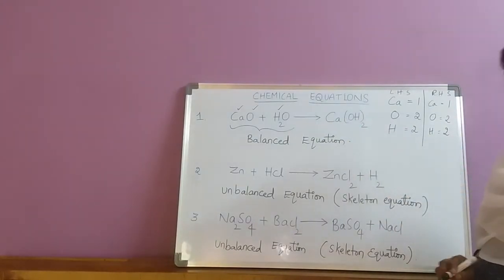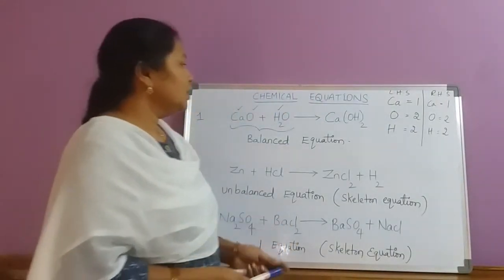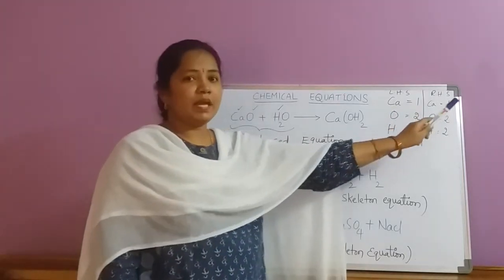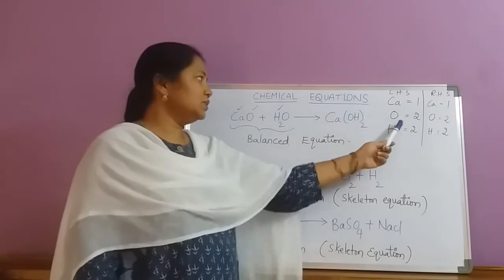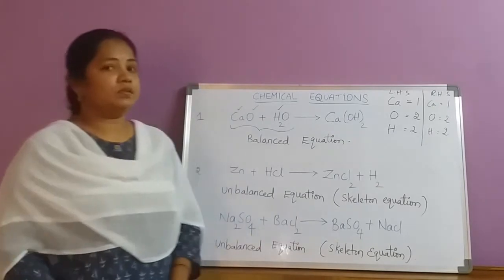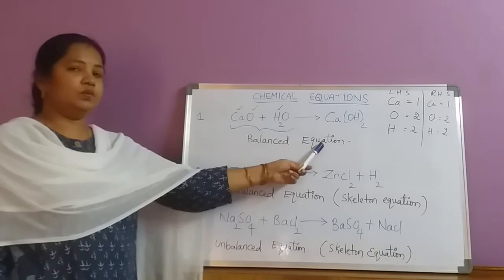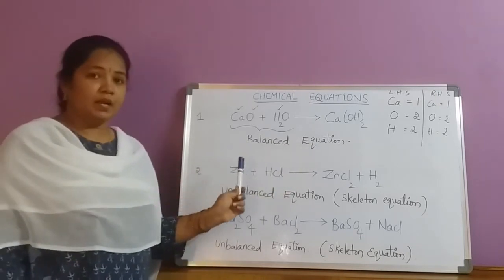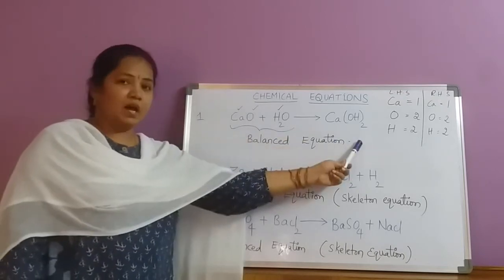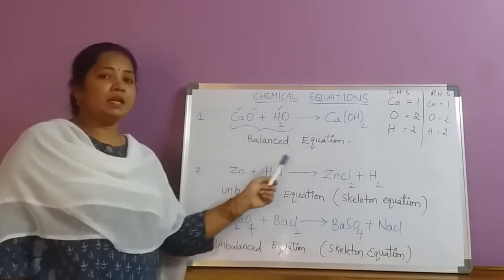Now you compare the number of atoms of each element towards LHS side and RHS side. You can see that calcium is only 1. LHS side 1 calcium atom is there. RHS side also 1 calcium atom is there. And oxygens, LHS side 2 oxygens, RHS side also 2 oxygens. Hydrogens, LHS side 2 hydrogens and RHS side also 2 hydrogens. That's why this chemical equation is called a balanced equation. If the number of atoms of each and every element are same on the LHS side and the RHS side, then that equation is called a balanced equation.